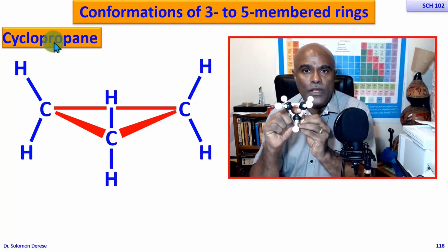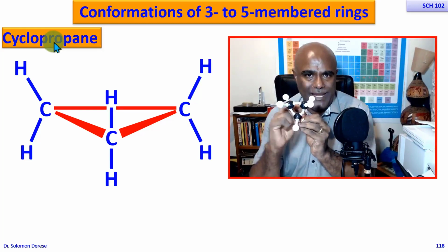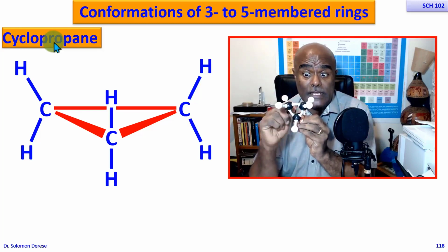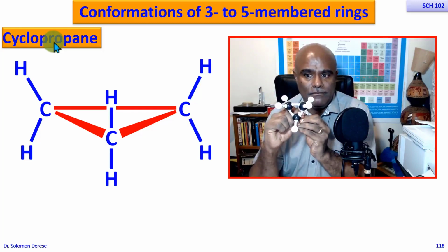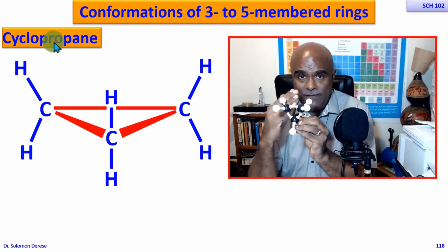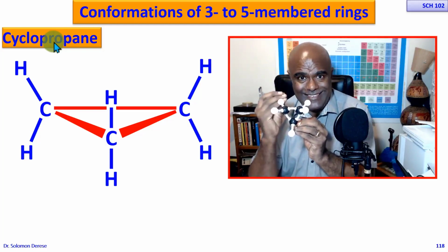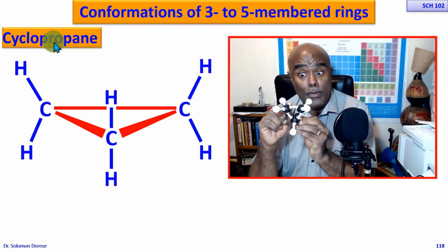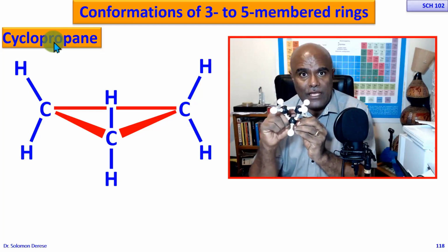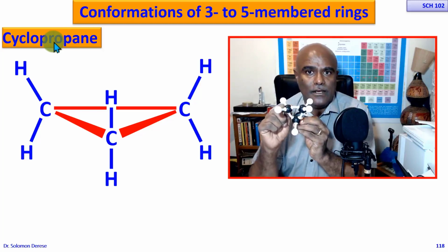3 points define a plane. So as a result, these 3 carbons of cyclopropane are in the same plane. They cannot be in different planes. As a result of this, cyclopropane is like an equilateral triangle.